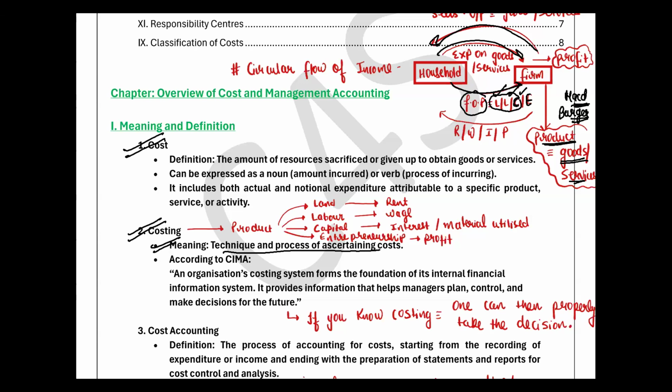For McD to open its branch, suppose in Delhi, the firm needs some land. Where does it need land? A technique can be involved: a crowded place or a not crowded place, where there is a lot of demand for the burger. They will do a survey. So a costing technique is involved in getting land. Now for the land, what cost will they give? They will give rent to the government or to the owner of that land.